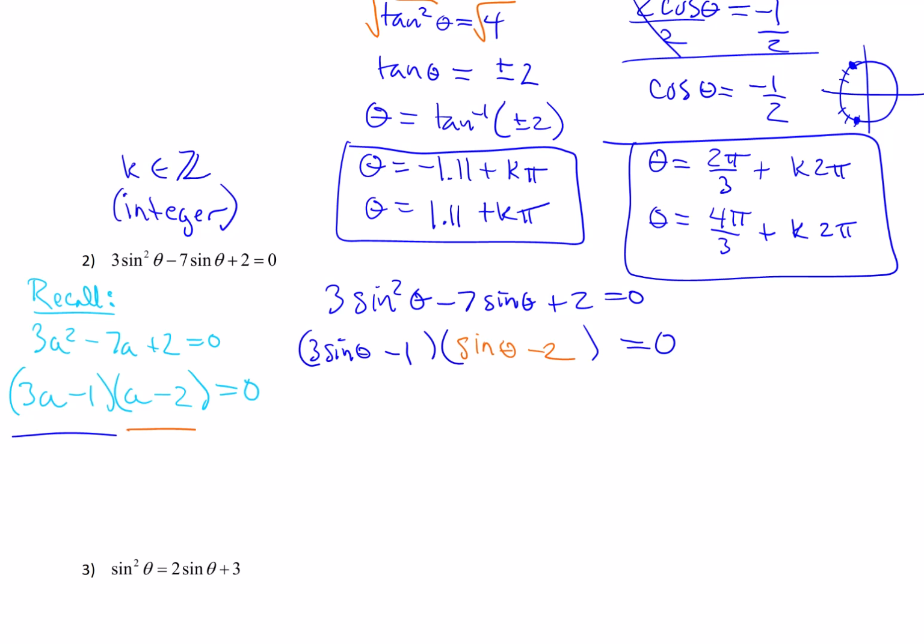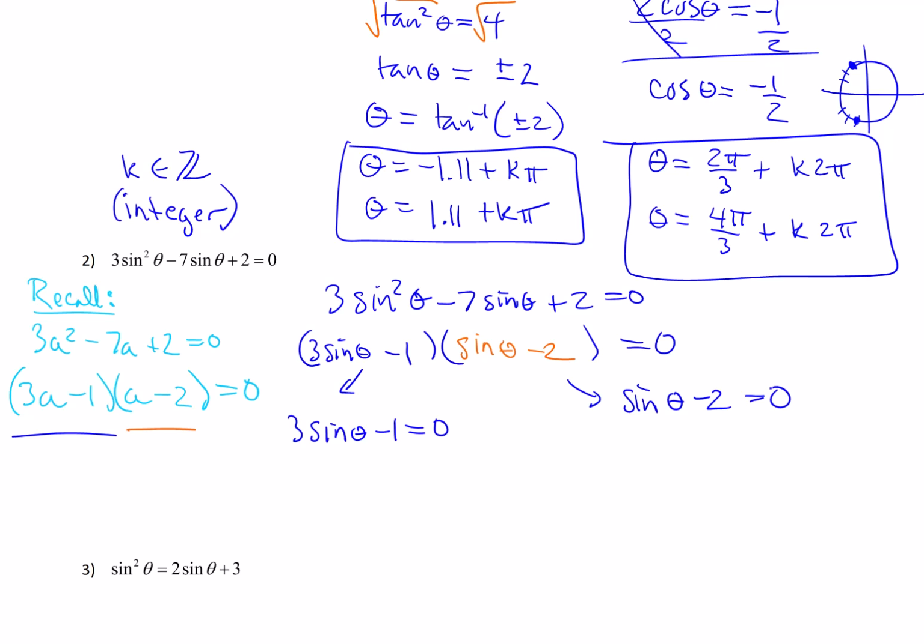All right, well, what we have now is something of the form a times b equals 0. This is the zero product property we were looking for. And what this means is we have two possibilities. Either the 3 sine theta minus 1 factor could equal 0, or the sine theta minus 2 factor could equal 0, right? This is just using the zero product property.